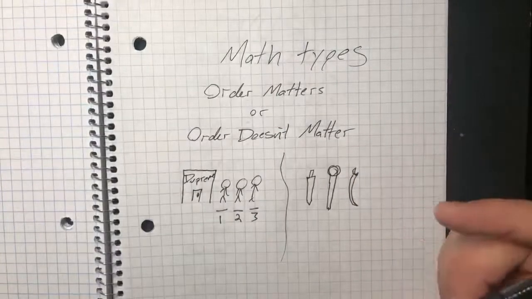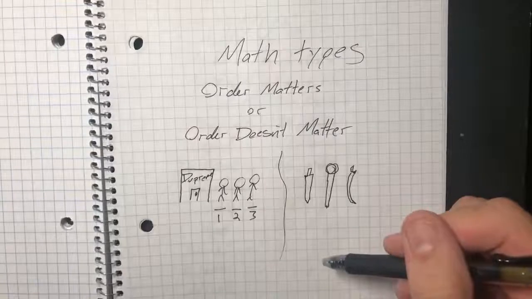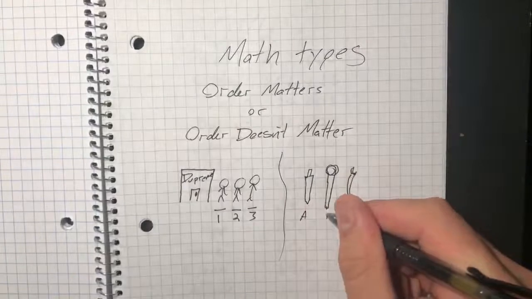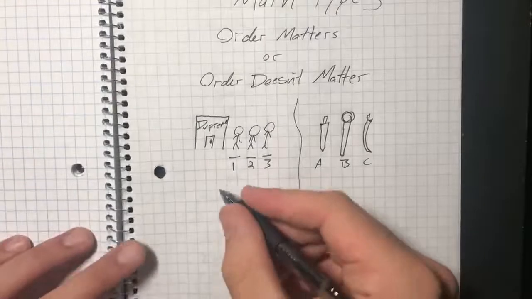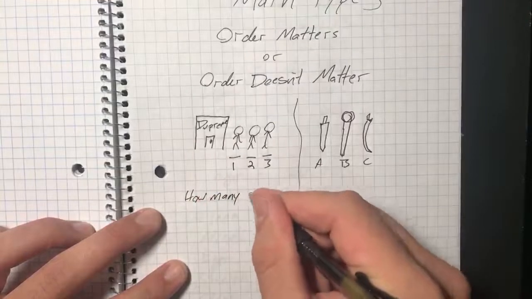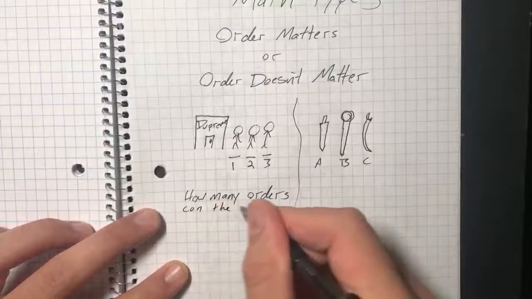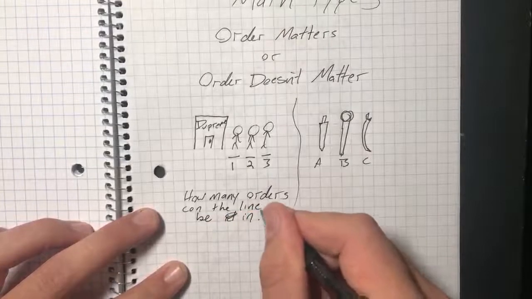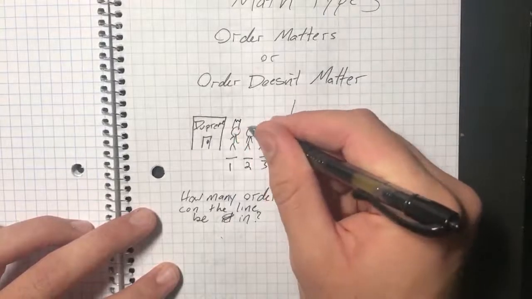Alan's coming in on it actually already, but I do want to talk about this because there are a lot of different problems on the test that have to do with one of these two things, and it's important to understand the distinction. Let's just say it's A, B, and C. So for this question right here, what's the answer? How many orders can this line be in? And we're going to assume that these are three different people.